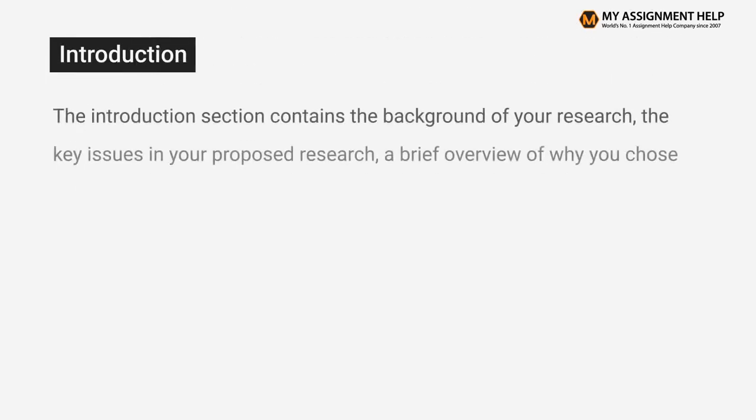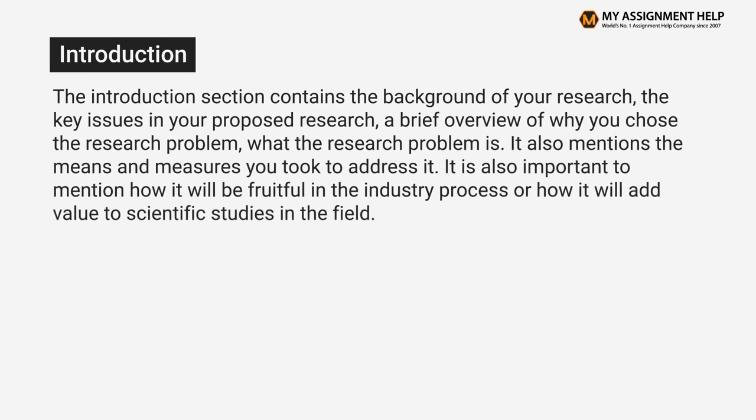Introduction. The introduction section contains the background of your research, the key issues in your proposed research, and a brief overview of why you chose the research problem and what the research problem is. It also mentions the means and measures you took to address it. It is also important to mention how it will be fruitful in the industry process or how it will add value to scientific studies in the field.